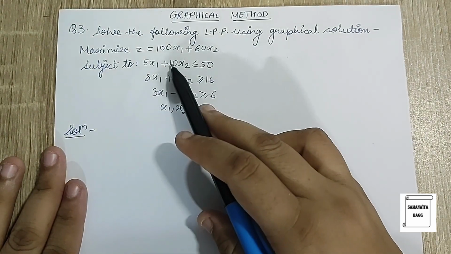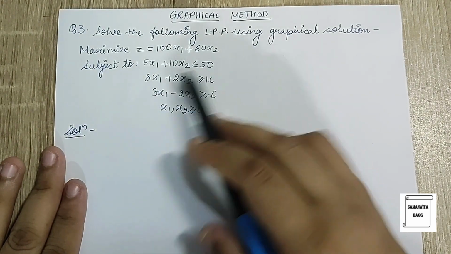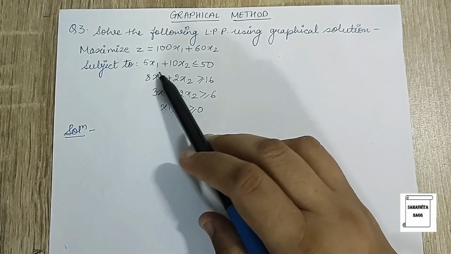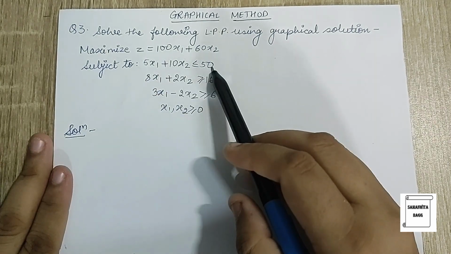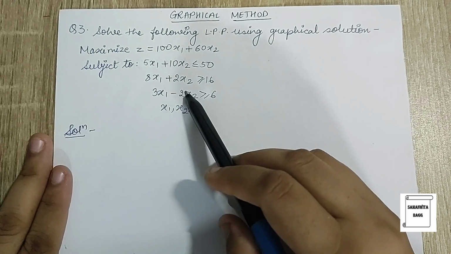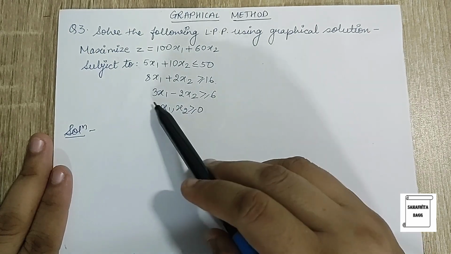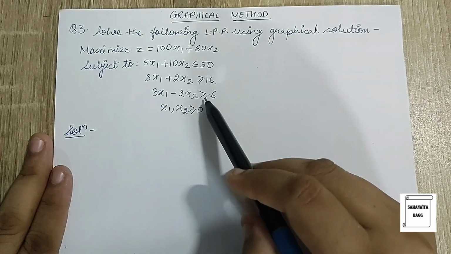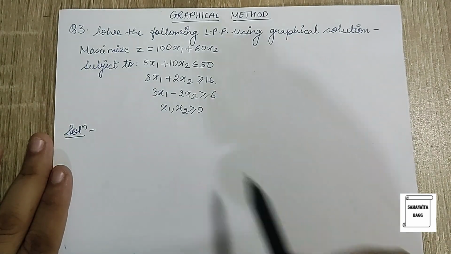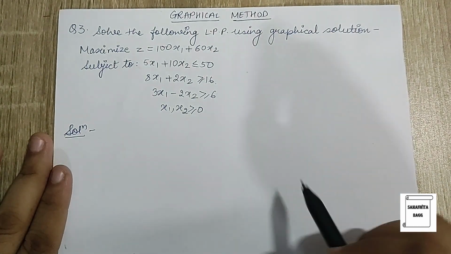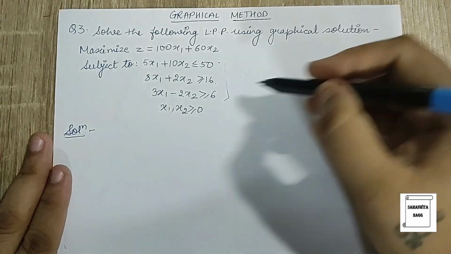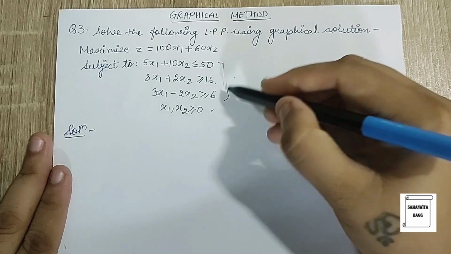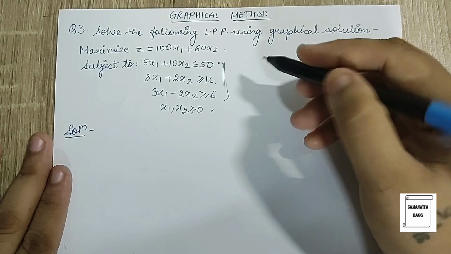Maximize Z = 100x1 + 60x2 subject to 5x1 + 10x2 ≤ 50, 8x1 + 2x2 ≥ 16, 3x1 - 2x2 ≥ 6, and x1, x2 ≥ 0. So these three are the constraints. This is the non-negativity constraint and this is the objective function.